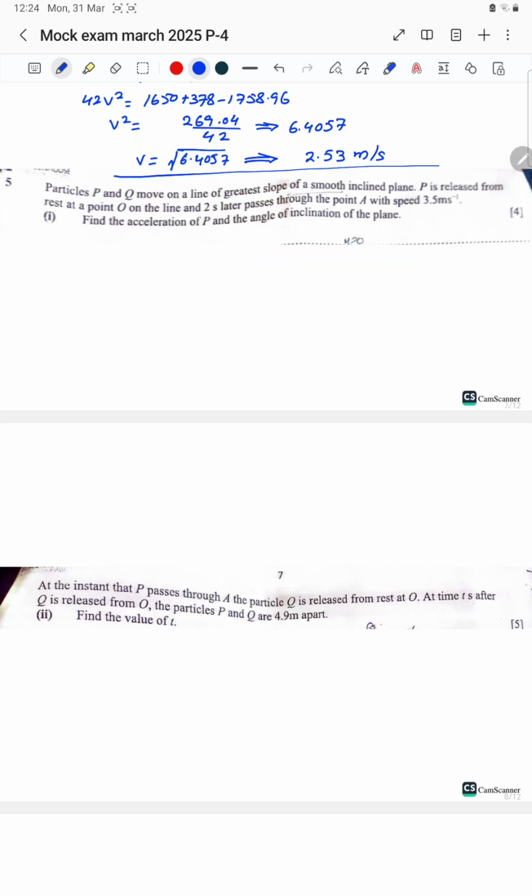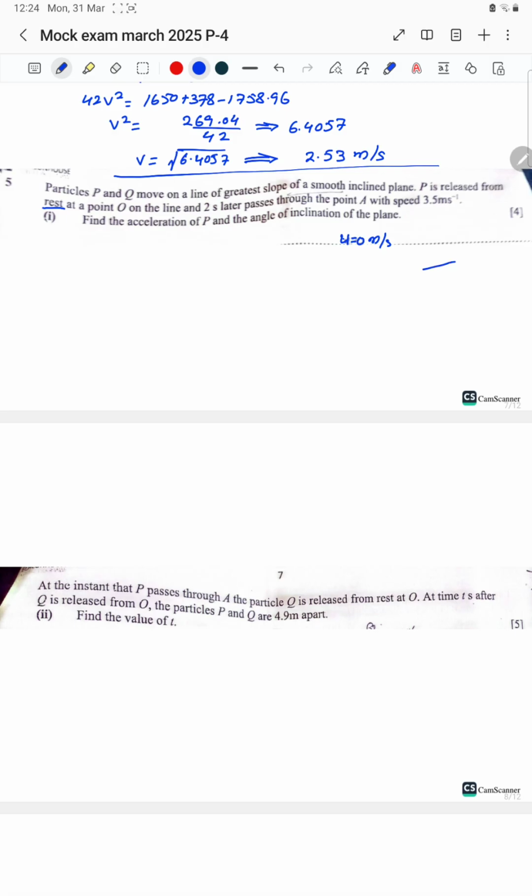Okay, here question number 5 says the particles P and Q move on the line of greatest slope of a smooth inclined plane. Smooth means no resistive force will be there. P is released from rest. It means initially from rest, u is equal to 0 meter per second, and on the line, 2 seconds later it passes through the point A.